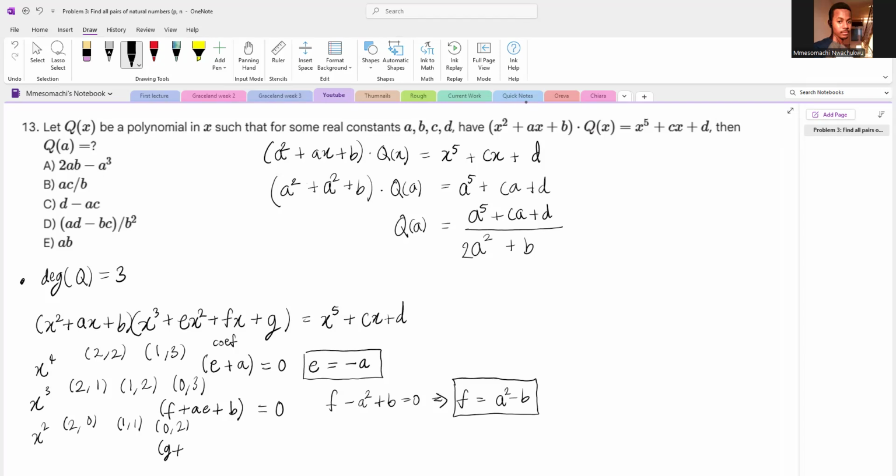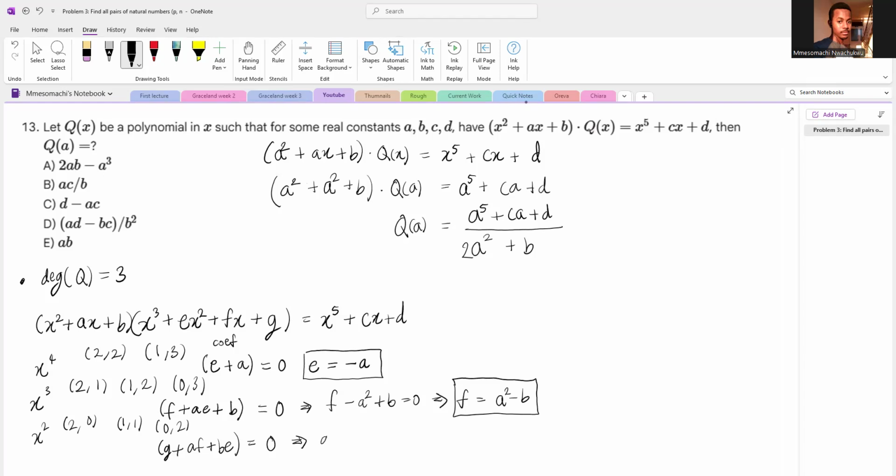That is ax times fx, so af. And then 0, 2. So that is b times ex squared. That is be. Okay, so we know that this is 0 again. So this implies that we can substitute. For instance, we know that e is minus a.